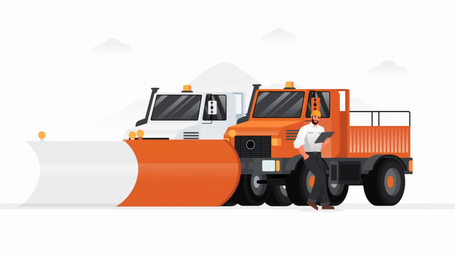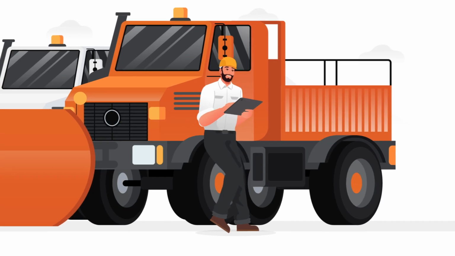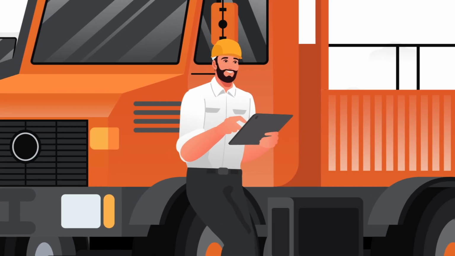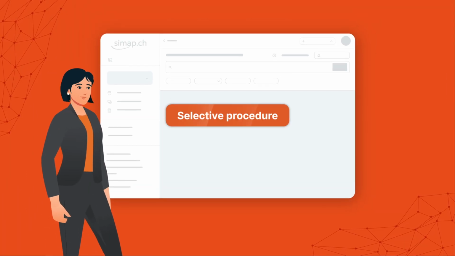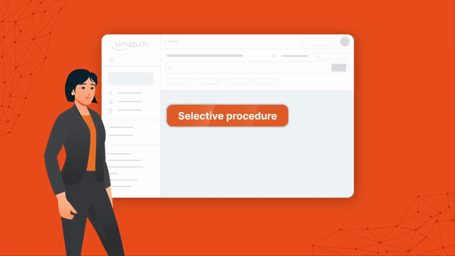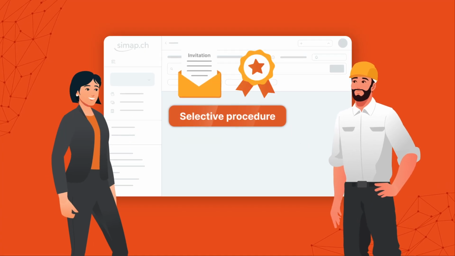Pre-selection reduces the number of tenderers. This enables Severin to allocate his resources more effectively and increases his chances of being awarded the contract. Use the selective procedure on simap.ch to invite suitable tenderers and receive high-quality tenders.